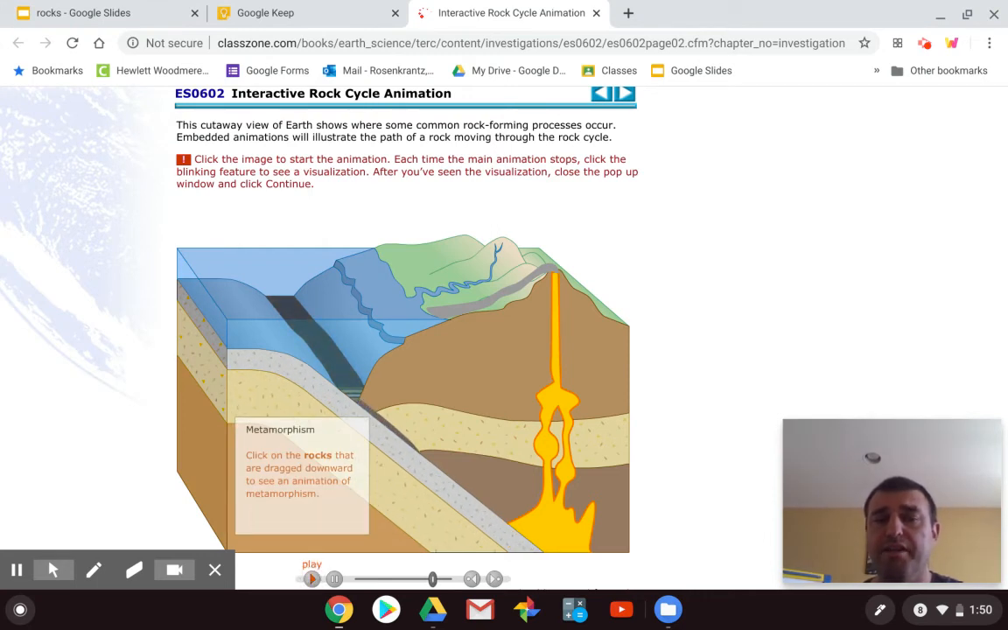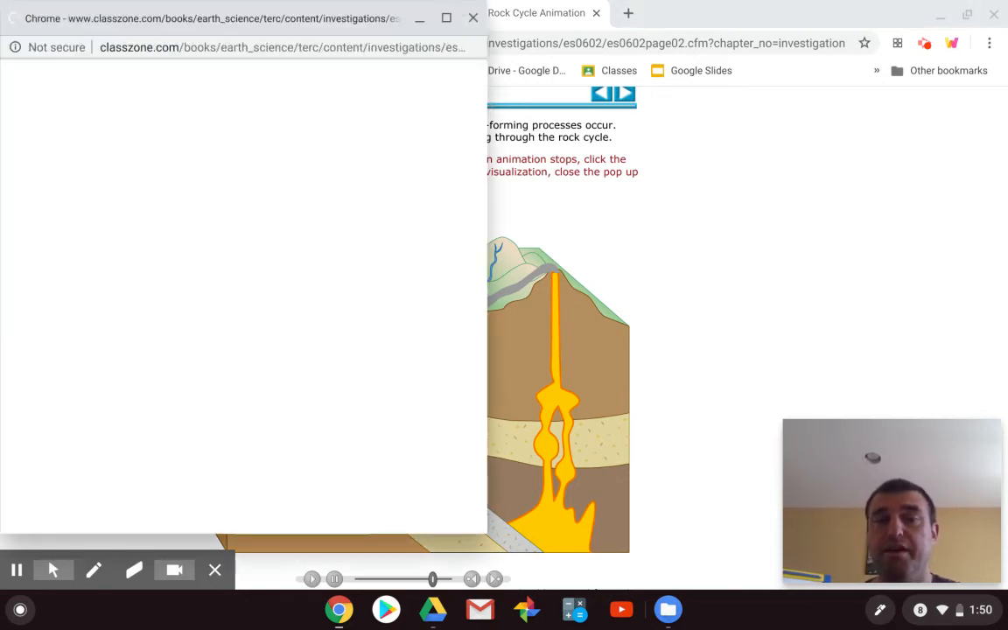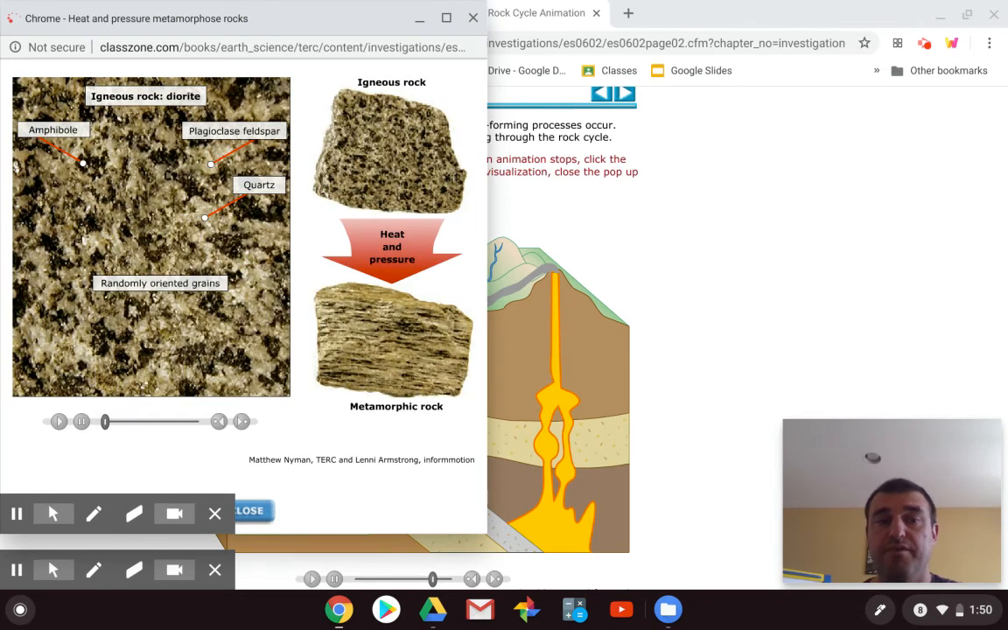All right, so now we're leading up to metamorphic. That little process you just saw, that's subduction. And we learned about subduction. So two plates are going to collide. That's going to cause a lot of pressure and a lot of heat. So right here, that rock that's blinking is going to become a metamorphic rock. And it's very easy to identify a metamorphic rock.